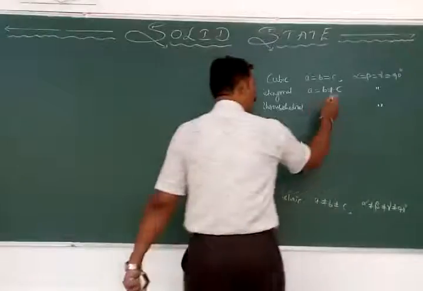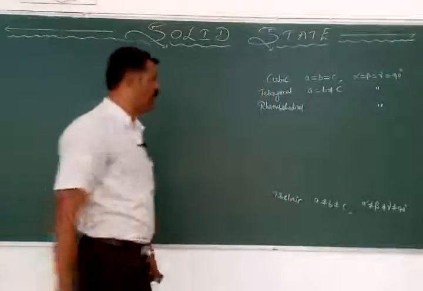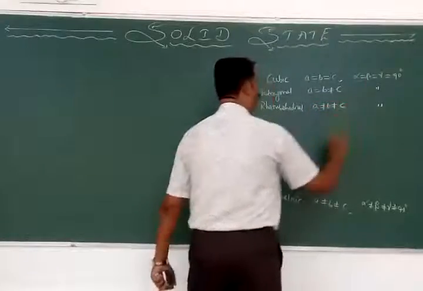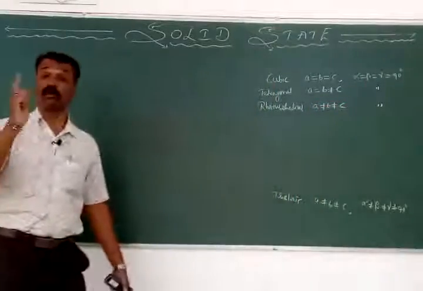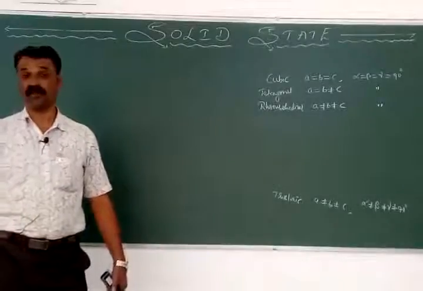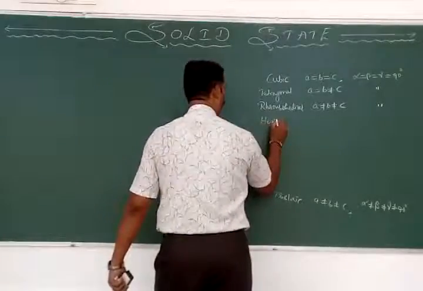Whereas, if all are mutually perpendicular to each other, meaning all the axial angles are equal, but all the edge lengths are not the same, meaning length not equal to breadth not equal to height, what is it called? Rhombohedral.